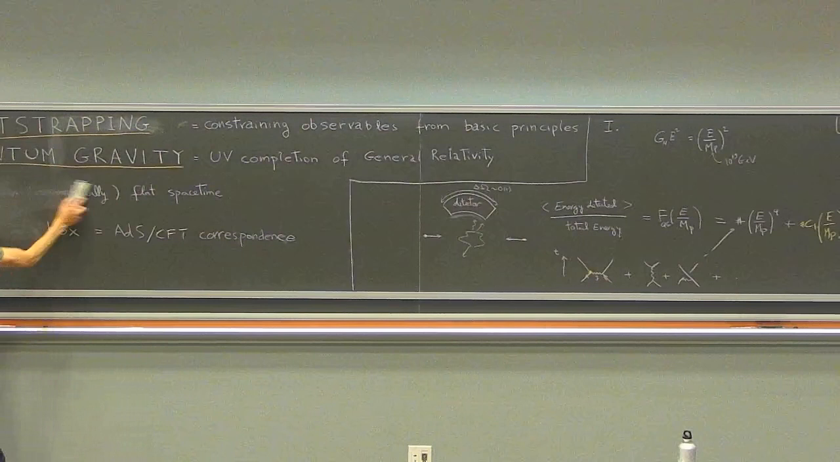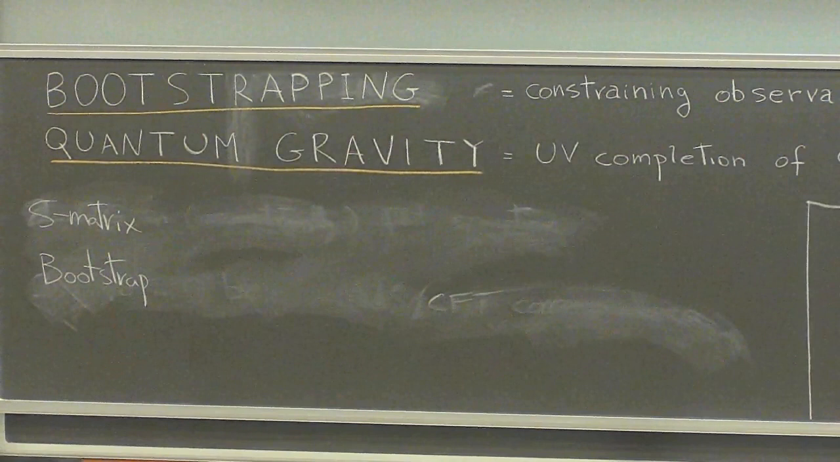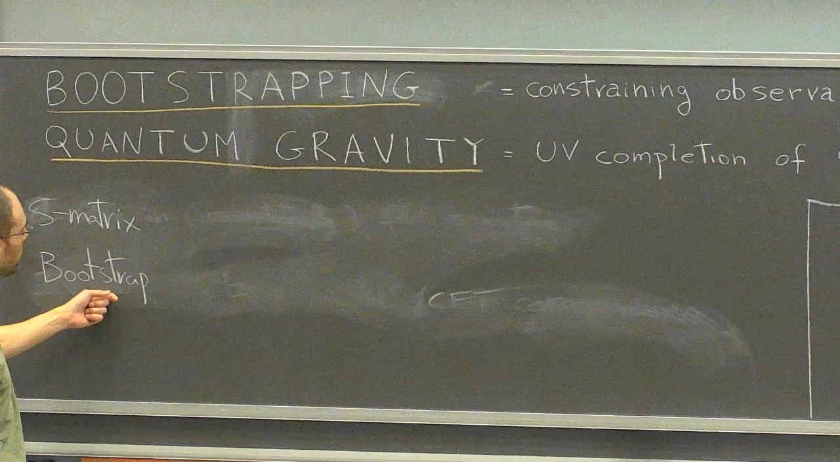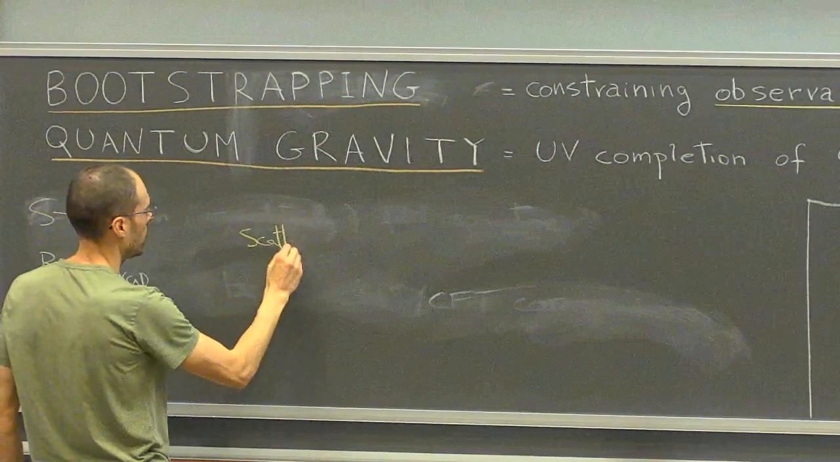Okay, so then, again, I said it was biased, so I will tell you about my art for the last few years, just for the next few minutes. So one type of bootstrap that we can use is what's called the S-matrix bootstrap. And in the S-matrix bootstrap, you follow this general rule. So the only thing you have to choose is what is the observable. So the observable we choose here is precisely a scattering amplitude.